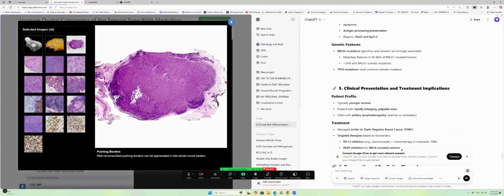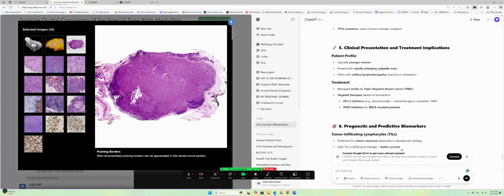BRCA1 mutations are associated with 30 to 60% of the cases. 30 to 60% of the cases, BRCA1 mutated tumors. Wow. 25% with BRCA1 somatic mutations. TP53 is the most common somatic mutation, followed by BRCA1.